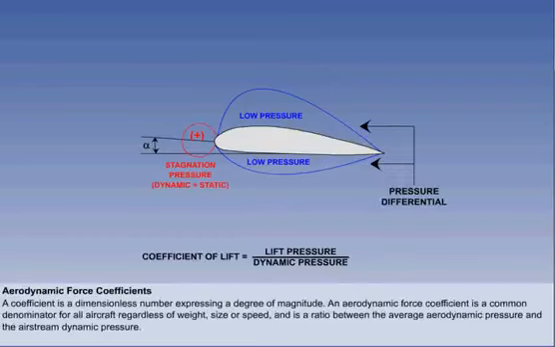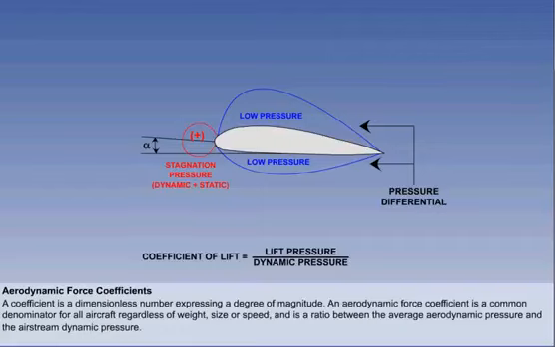A coefficient is a number, without unit or dimension, expressing a degree of magnitude. An aerodynamic force coefficient is a common denominator for all aircraft, regardless of weight, size or speed, and is a ratio between the average aerodynamic pressure and the airstream dynamic pressure.